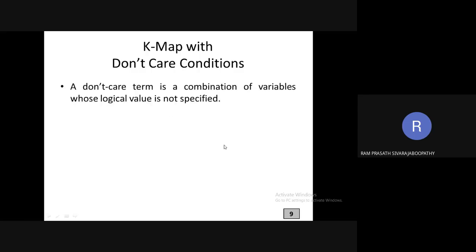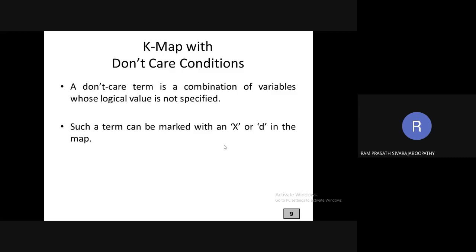Okay, so don't care அப்படின்னா என்னன்னு பார்த்தீங்கன்னா, a don't care term is a combination of variables whose logical value is not specified. ஓகே, ஸோ இந்த காம்பினேஷன் ஆஃப் இன்புட் நம்ம கொடுத்தோம் அப்படின்னா அவுட்புட் என்னன்றது நம்ம ஸ்பெசிஃபை பண்ண மாட்டோம். Okay, a few combinations of inputs we are going to neglect. So that we call it a don't care term.